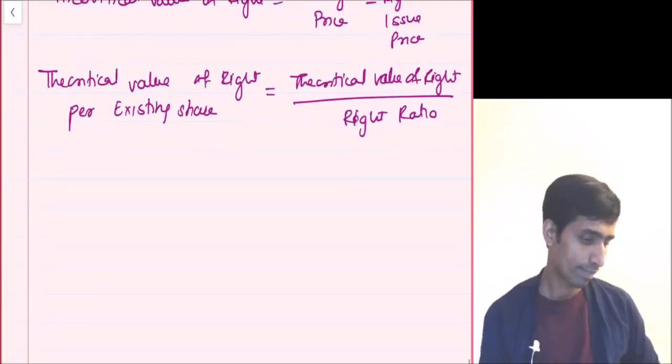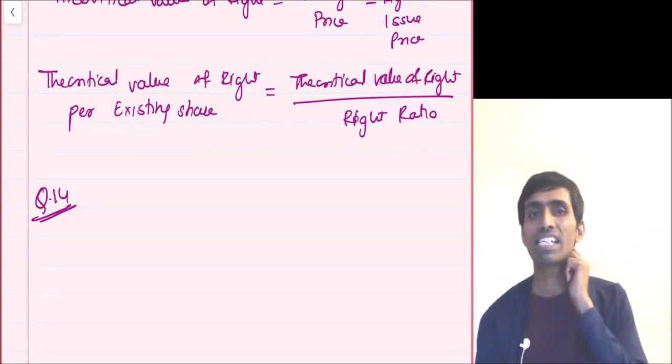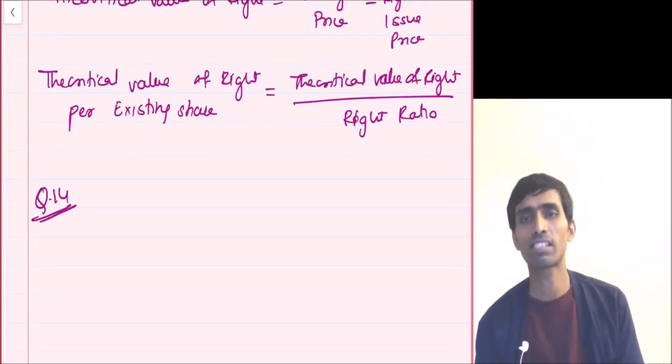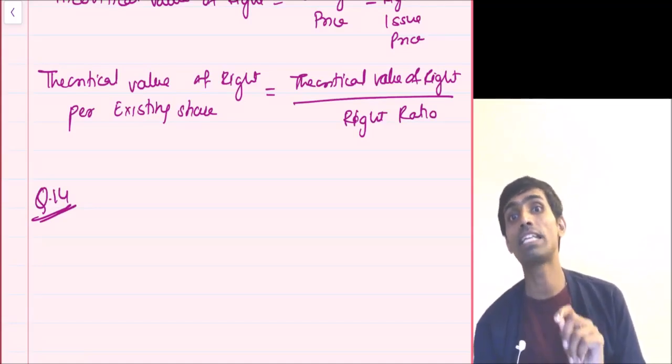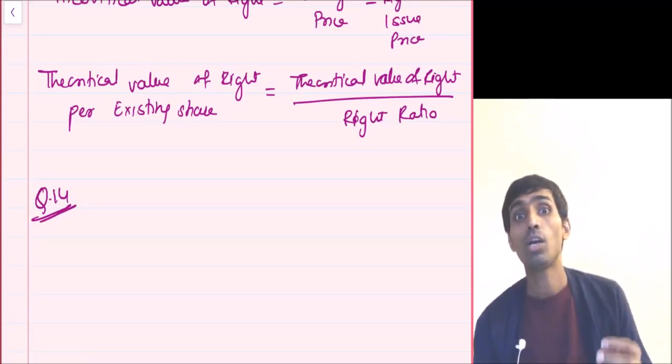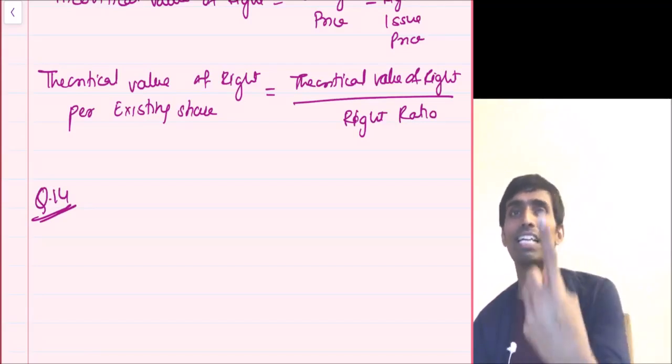Question number 14. ABC Limited shares are currently selling at 13, means the current price is 13 rupees. There are 10 lakh shares outstanding. The company is planning to raise 20 lakhs to finance the new project. Means they want extra money, 20 lakhs. What is the ex right price of the share and the value of the right if the company offers one right for every two held? Means if I have two shares, I will get one share.